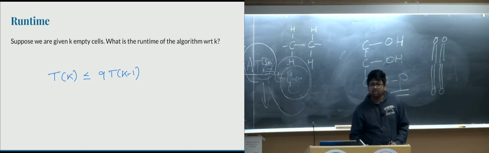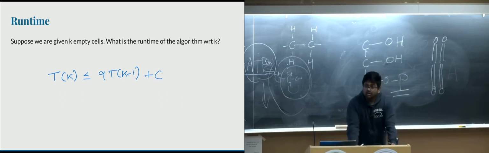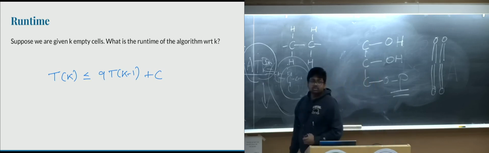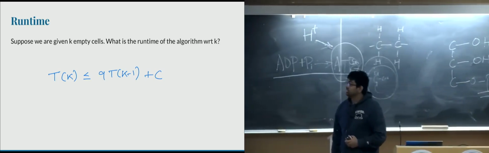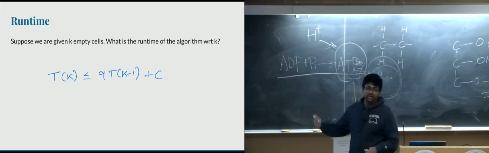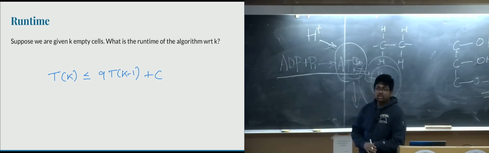And some constant amount of operations, right? Is it clear? So what will it be? So what is T of k? I don't think you can use the master theorem here. So if you unravel it, what will it be?